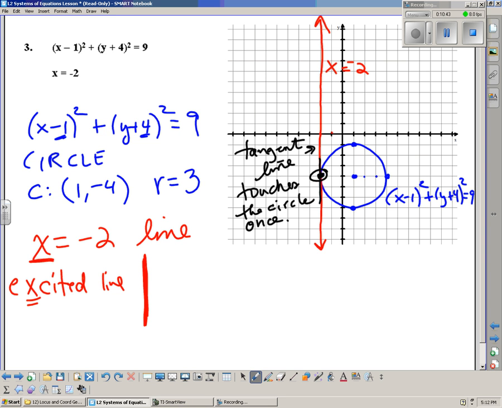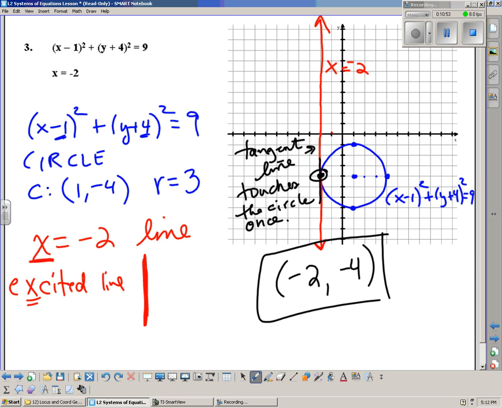But for our purposes, we get the point of intersection, which is (-2, -4). And there's only one solution this time because there's only one point of intersection.